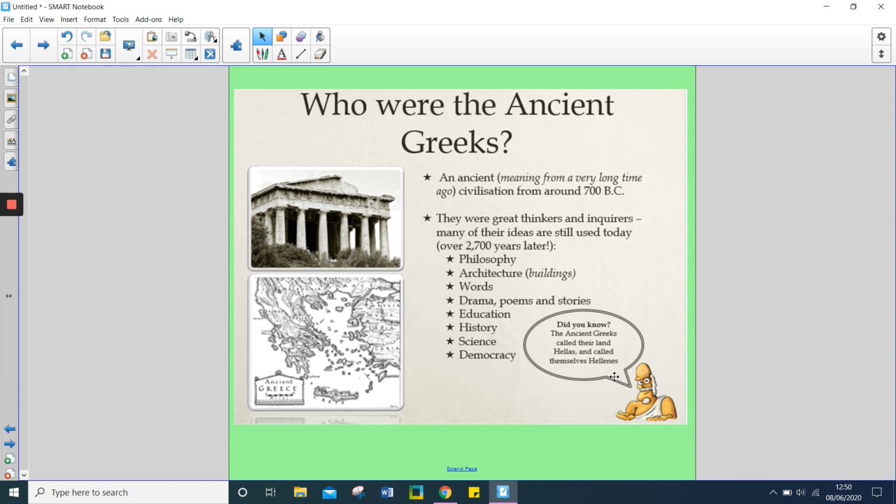Philosophy, architecture, buildings, words, which are very important, drama, poems and stories, education, history, science, and democracy. So democracy is the way that societies vote. So when we want to choose somebody to be our prime minister, we all go and vote as a country, and the one with the most votes gets to be the prime minister. So that is democracy, when you are voting, when it's fair. A little fact here. Did you know the ancient Greeks called their land Hellas and called themselves Hellenes? Interesting.